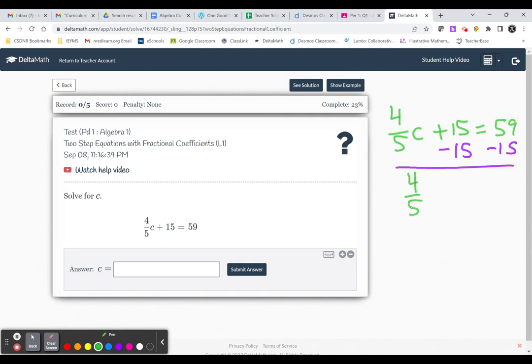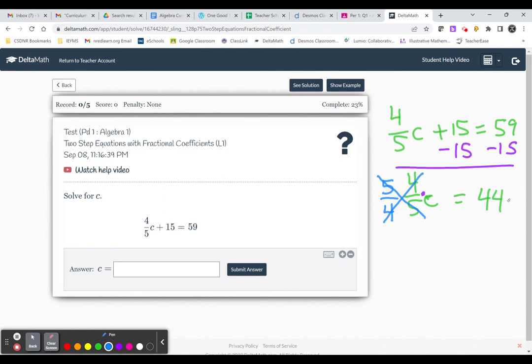And then 4/5 times c equals 59 minus 15 is 44. Okay. Now, 4/5 is timesing the c. So it's 4 times c and divide by 5. So we're timesing by 4 and we're dividing by 5. So I'm going to do the reverse of that. I'm going to times by 5 and divide by 4. You see that? It's a reciprocal. So times by 5 and divide by 5 cancel, and divide by 4 and times by 4 cancel.